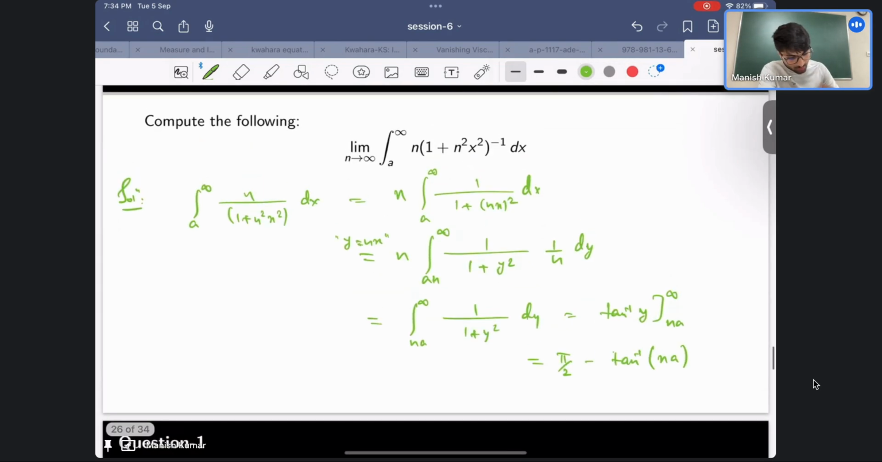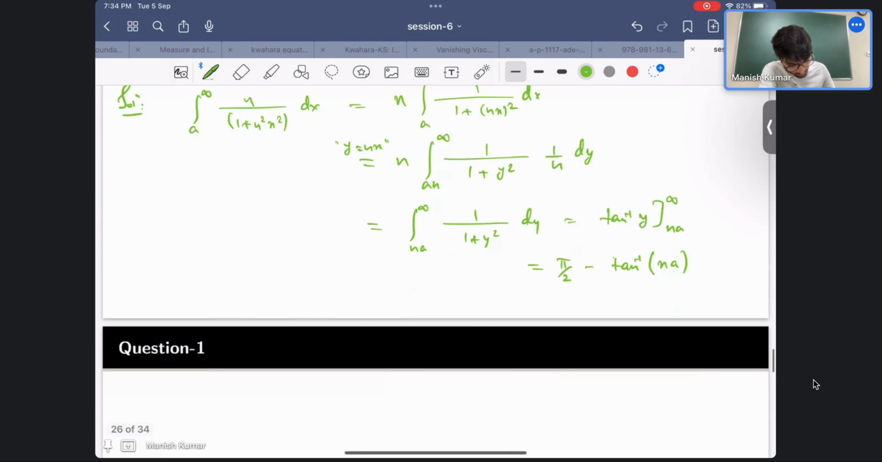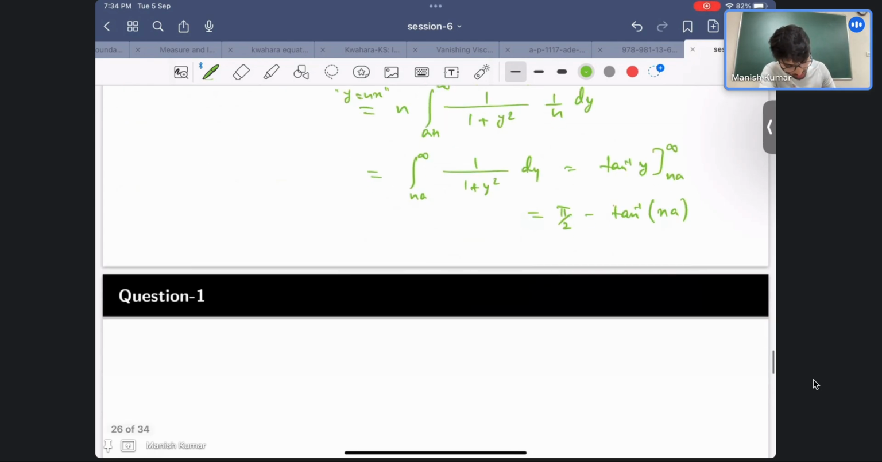In this question, a was given to be in R. Now there will be different cases, right? You know how tan behaves. So let us deal with three cases. Case one is when a is equal to 0.